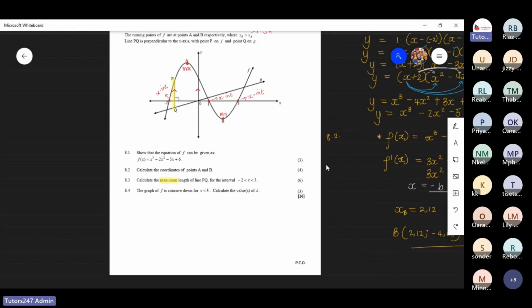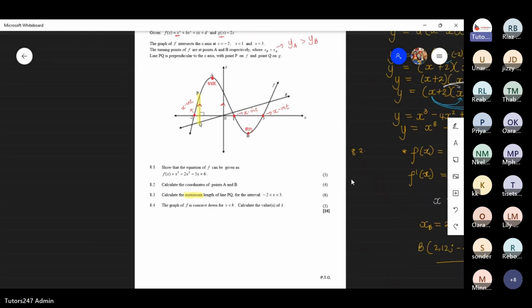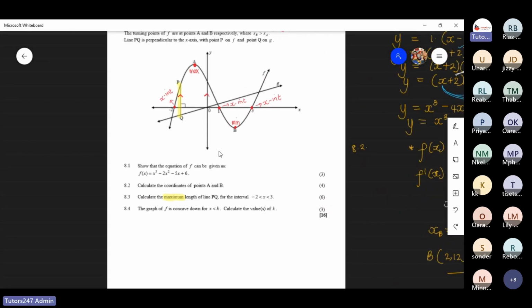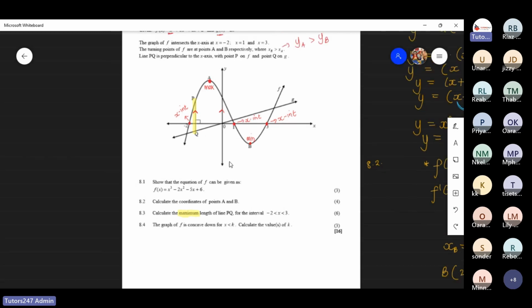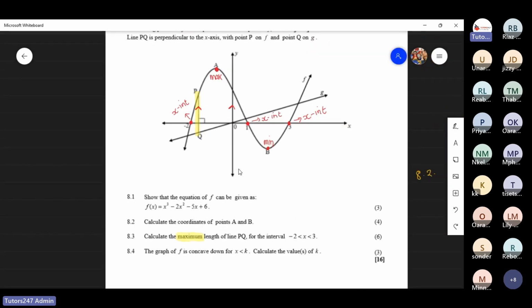Okay, so let us go back to 8.3. Like I mentioned earlier, all you're going to do to find the length of a vertical line is take the highest point minus the lowest point. But because we don't know what the y value is at the highest and the lowest, let me circle them. This is the highest. And this is our lowest. Because we don't know what the y values are at the highest and the lowest, we can't use the actual y values to subtract them.